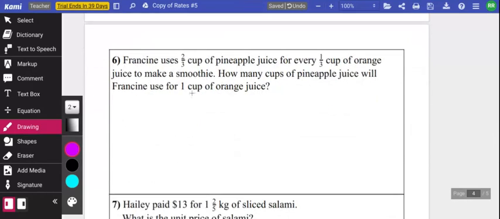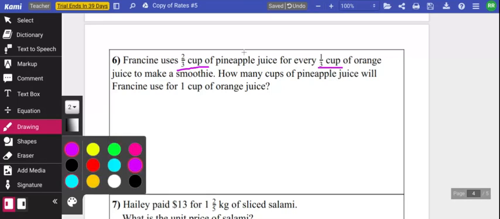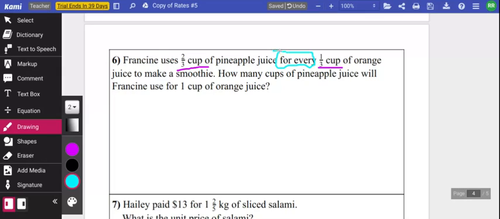Number 6, Francine uses 2/3 cup of pineapple juice for every 1/3 cup of orange juice. You see this word for every, that's a key word like per, that lets you know the horizontal fraction bar. The question is, how many cups of pineapple juice will Francine use for 1 cup of orange juice? Okay, so what we have here is 2/3 cup pineapple, I'll just put P, for every 1/3 cup orange. I'll put O for orange. And so we want how many cups of pineapple juice for 1 cup of orange juice. And so basically we're looking for the unit rate, how many cups of pineapple per 1 cup of orange juice.